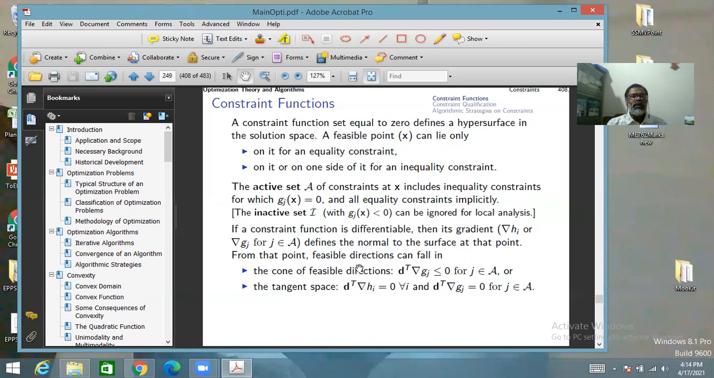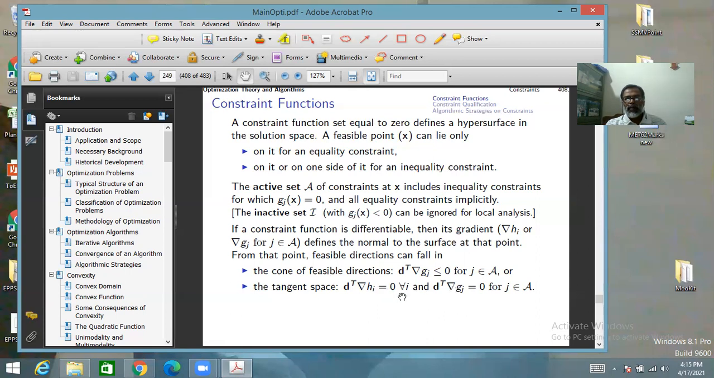And also feasible directions can be found in the tangent space. That is, those for which the gradient, that is normal to the hypersurface, is orthogonal to d. That means d itself falls in the tangent space.